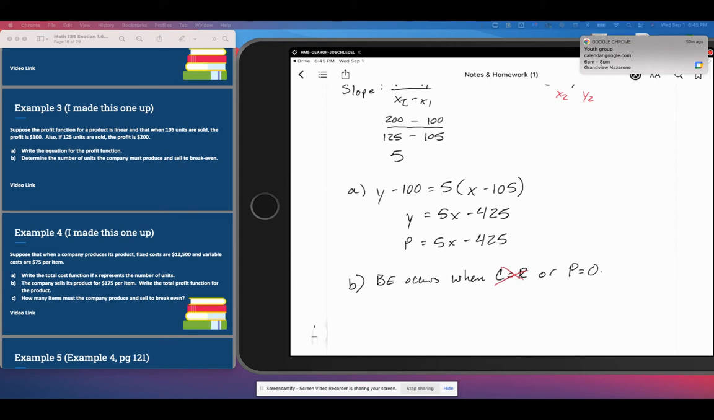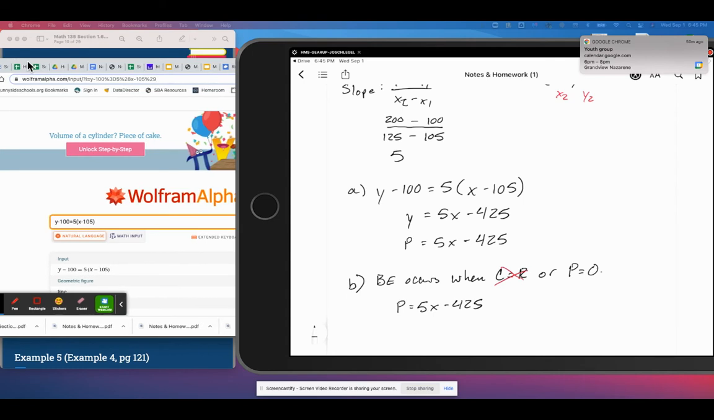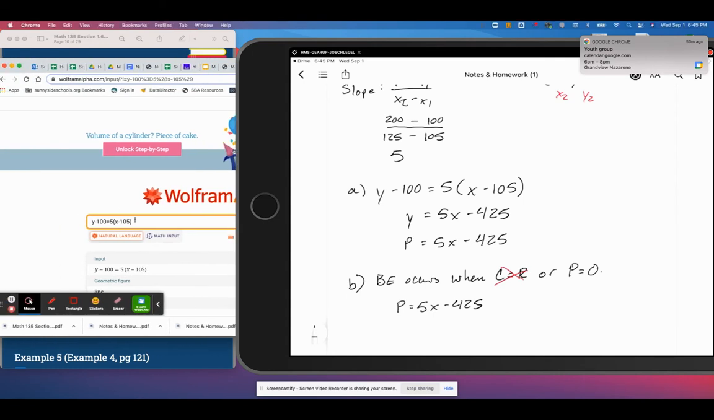So we'll take our equation, p equals 5x minus 425, and we are looking for when is the profit going to be 0, because that will tell us how many units we must produce and sell in order to break even. And again, anything that we make past that is profit, and that's good. That's money that we make. But we need to know, when is profit going to be 0?